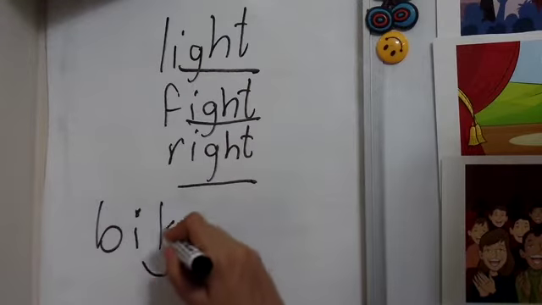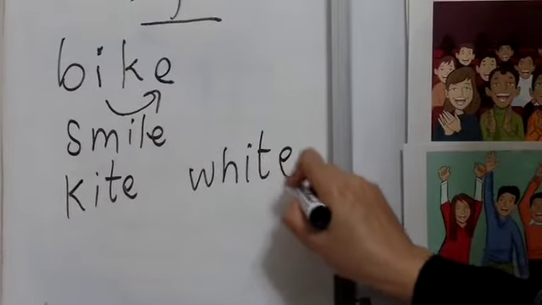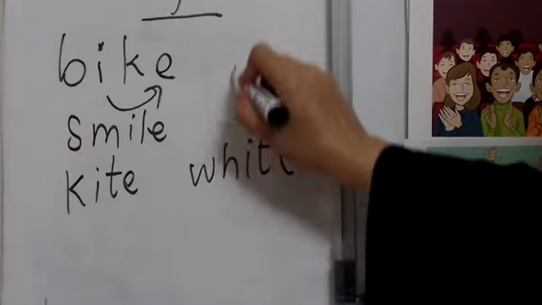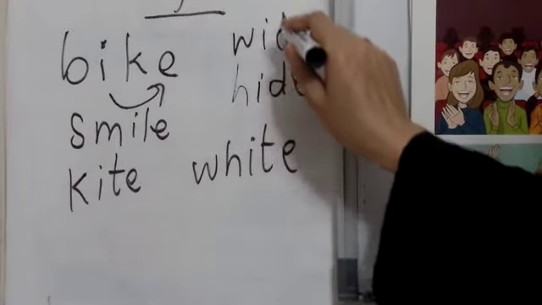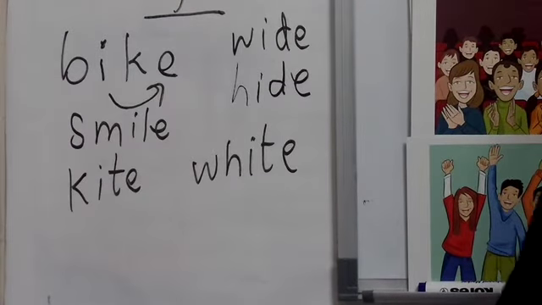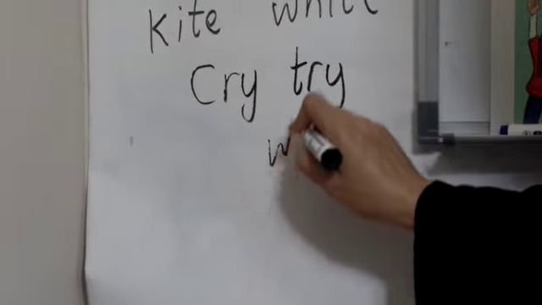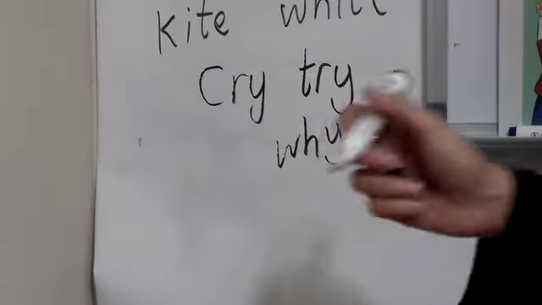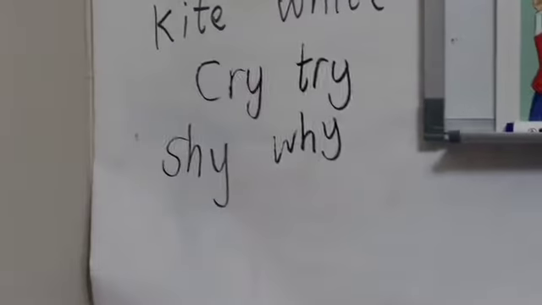So I have bike, smile, kite, white, yes, good. What's this? Hide. White. Okay, that's nice. And I have the Y at the end of some short words like cry, try, why. So, shy. Shy, excellent. So the Y at the end of some short words say I. Okay, I have long O.